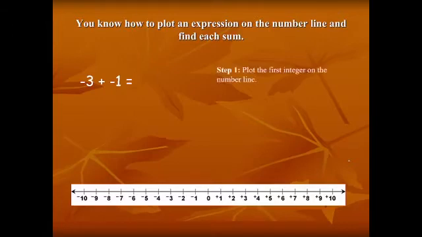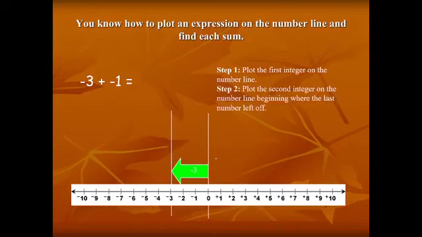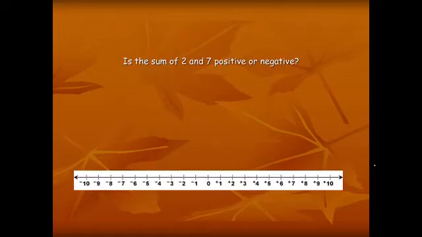So let's plot the first integer first. Negative 3, that's over there. And then, starting at the end of negative 3, you begin with step number 2. Plot the second integer, that's negative 1. That's negative 1. So, all in all, where did I stop? I stopped at negative 4. So our answer is negative 4. Okay? Now, let's have another one.